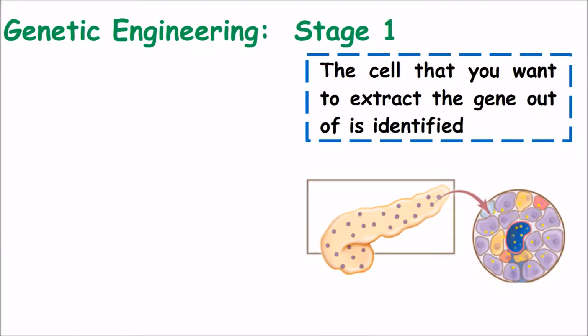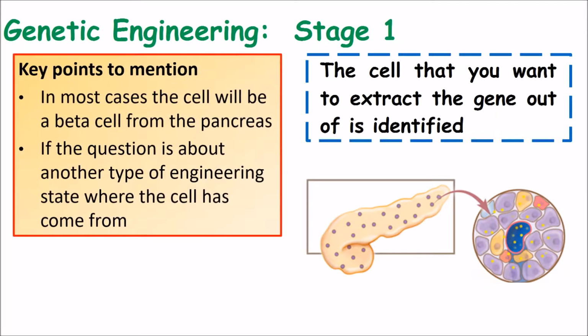The first point in any question along these lines that needs to be made is that you need to extract the gene out of the cell. So before doing that, the cell that you need to extract it out of needs to be identified. In most cases, if we're speaking about insulin, it will be a beta cell from the pancreas.